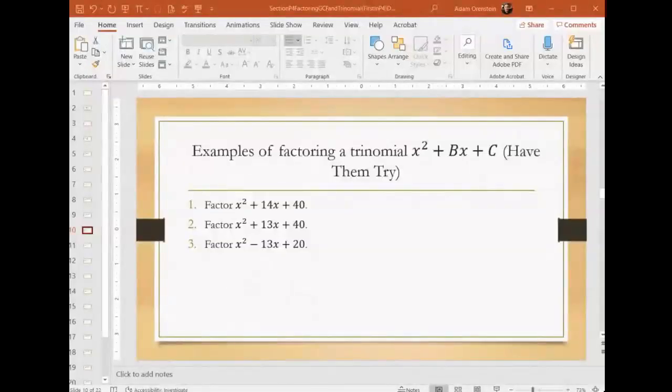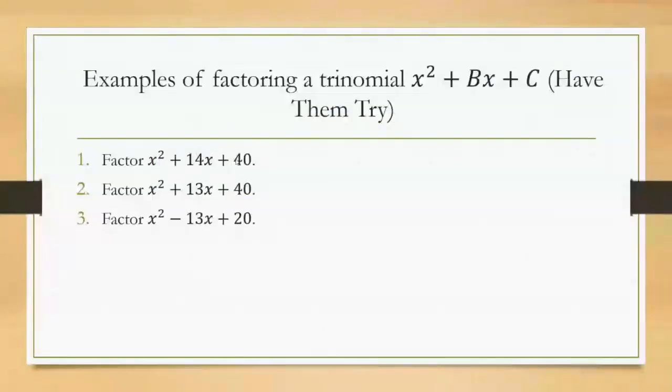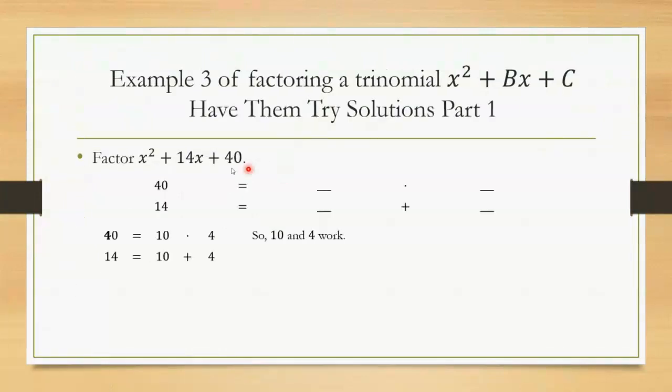So for these three, again, it's really the same idea as the previous examples we just did. For the first one, we want two numbers whose product is 40 and the sum is 14. What two numbers give us a product of 40 and a sum of 14? Well, as you can see on the slide, 10 and 4. Remember, if you do get a pair and it doesn't work, try something else.